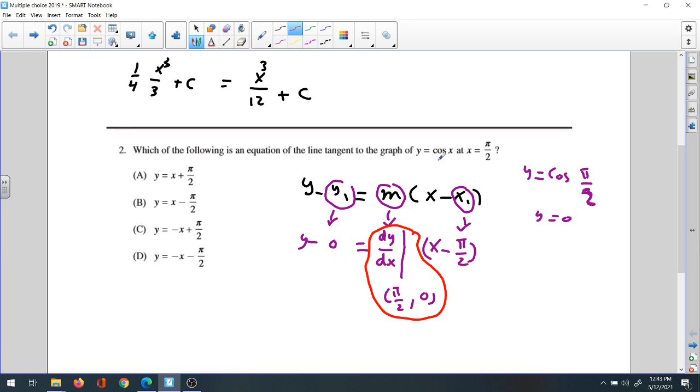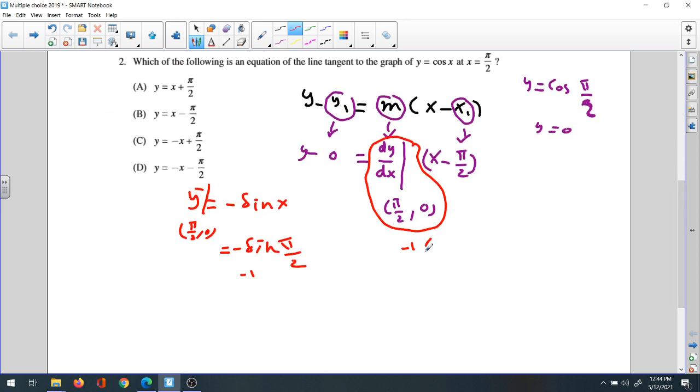So the derivative of cosine, as we know, is negative sine. So the derivative will be negative sine x. And we want to evaluate it at pi over 2 and 0. So substitute x equals pi over 2. It will be negative sine pi over 2. And you know sine pi over 2 is 1. So it will be negative 1. So the slope here will be negative 1.